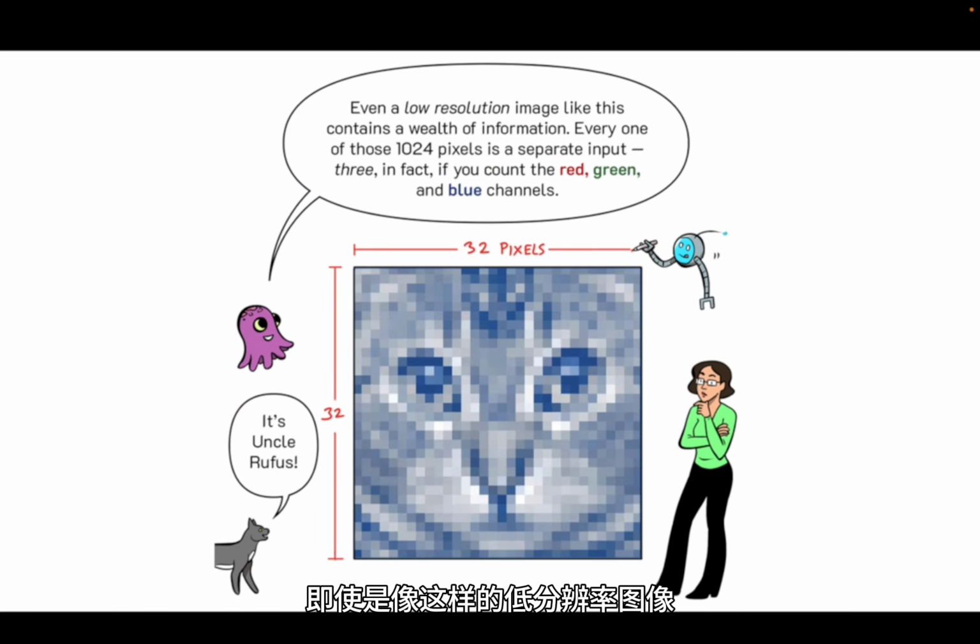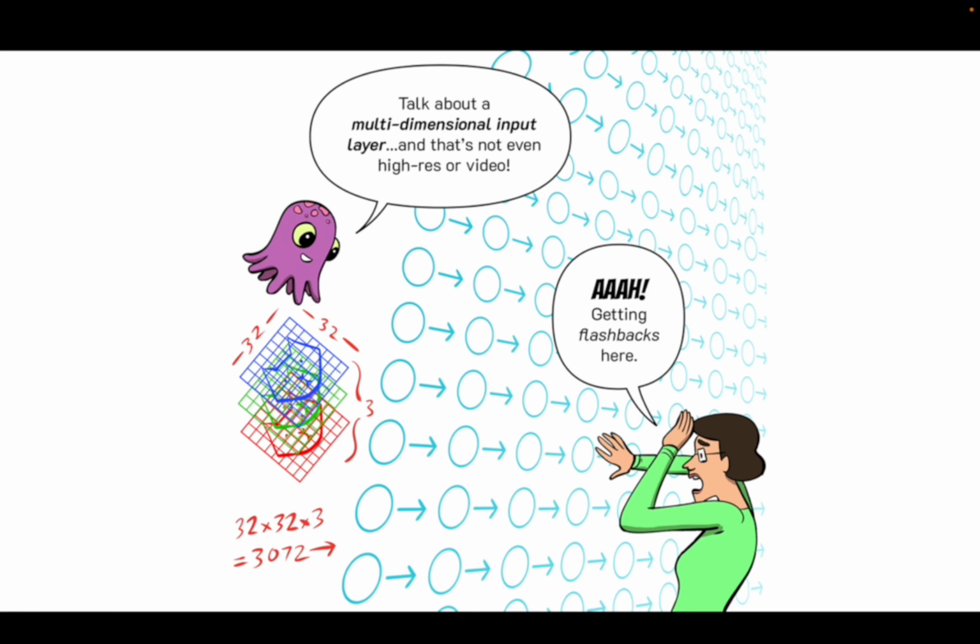Even a low-resolution image like this contains a wealth of information. Every one of those 1024 pixels is a separate input. 3, in fact, if you count the red, green, and blue channels. It's Uncle Rufus! Talk about a multi-dimensional input layer, and that's not even high-res or video. Getting flashbacks here.